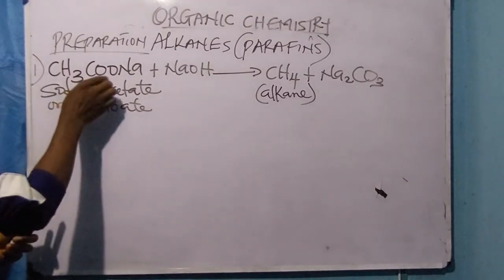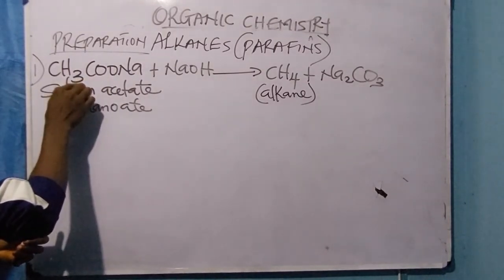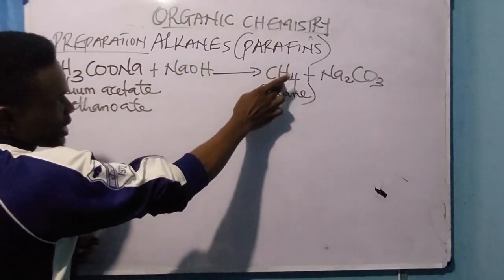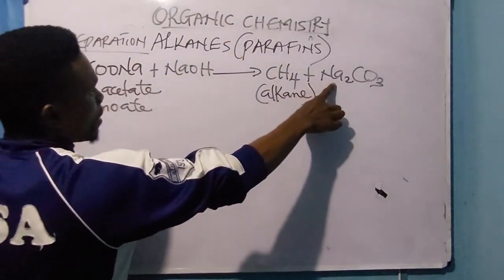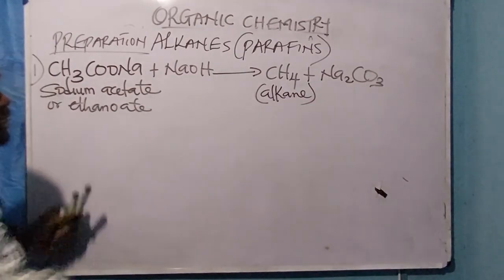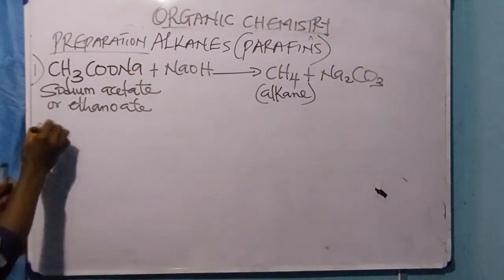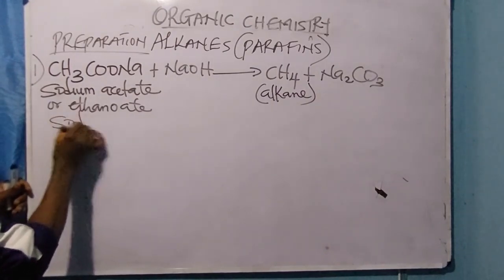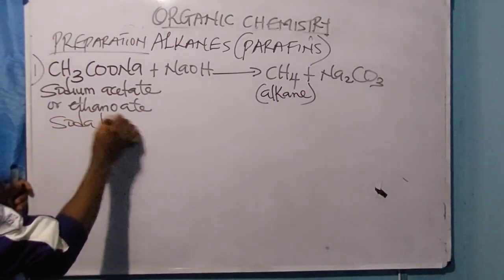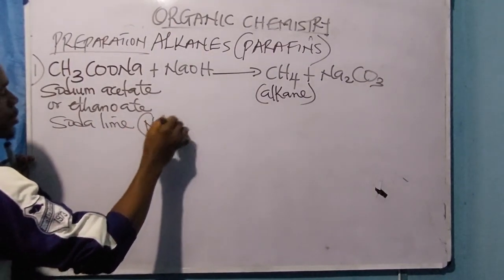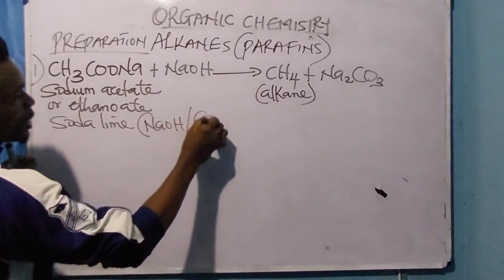If I react the same sodium acetate with potassium hydroxide, I will definitely produce methane again and potassium carbonate. The Na will change to K, the same thing. Alright, so please take note of something. NB. Soda lime. Soda lime is a mixture of caustic soda and what? Quicklime.